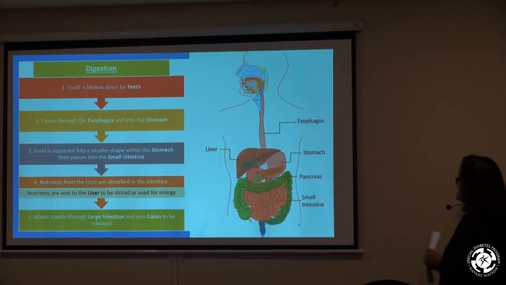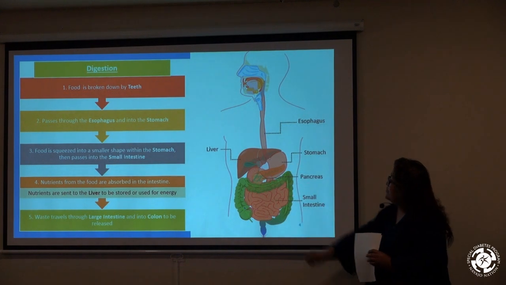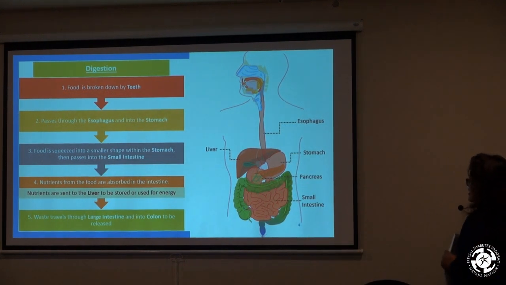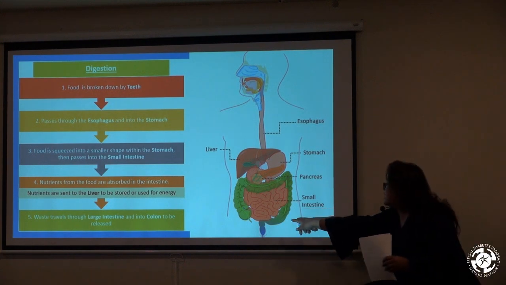Do you guys see where the liver's at? Way back up there. Waste travels through the large intestines and into the colon to be released. And that's on the outside.